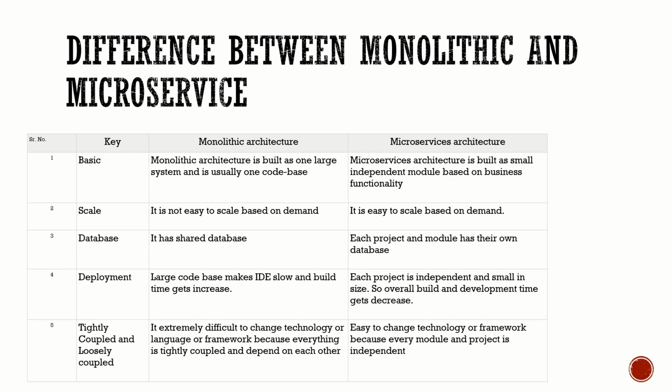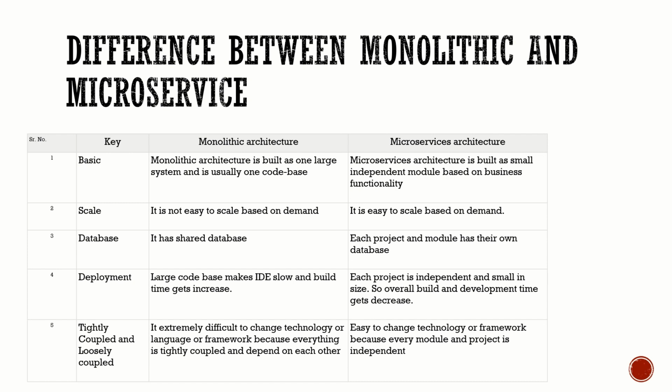Coming to the key point deployment, a large code base makes the IDE slow and build time increases. So whenever a project is very large in volume, very large in code, then it will slow down the whole IDE. So the development process is also slowed. But this is not the case for the microservice architecture because they are small in size. So overall development time is very much decreased and it is very efficient.